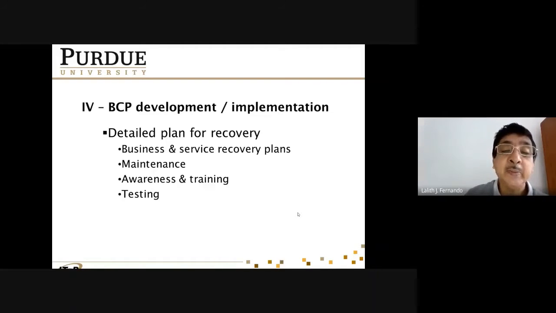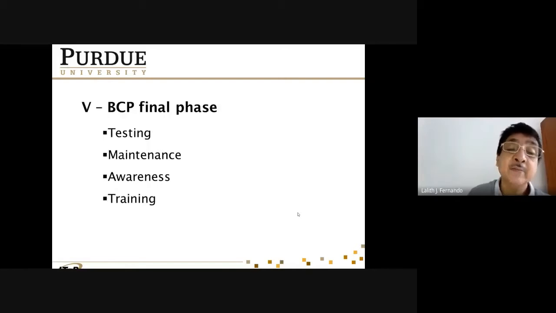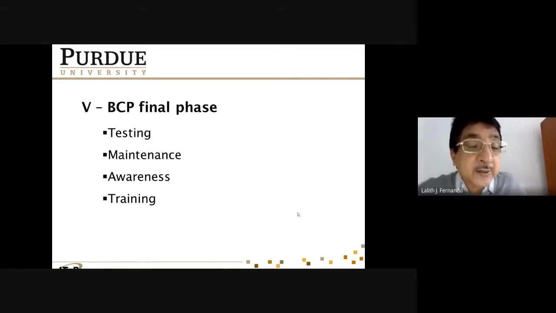Now, in the BCP development and implementation stage, you need to have a detailed plan for recovery, business and service recovery plans, then maintenance, awareness and training, and testing. All these things come under the implementation. Now, the final phase. Though it is final, we can't say it is final, because when you say testing and maintenance, the organization would face several issues. When you test and look at it, you will see that there are several instances where the BCP didn't work. Then you have to make certain adjustments to your plan.